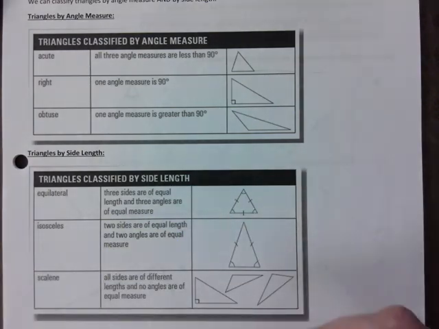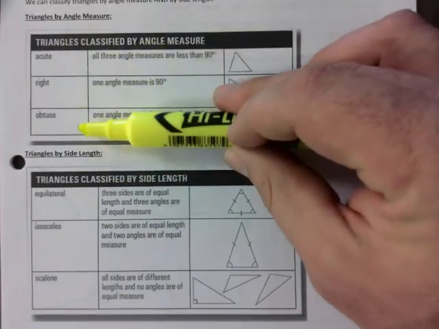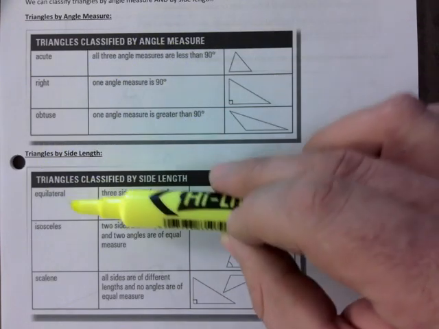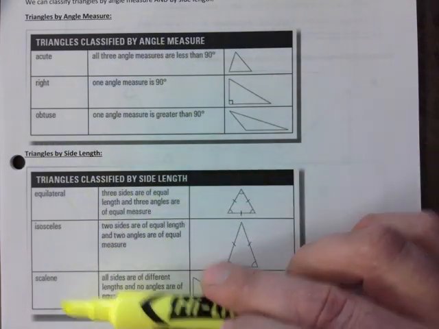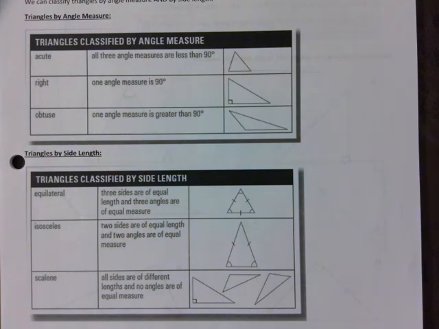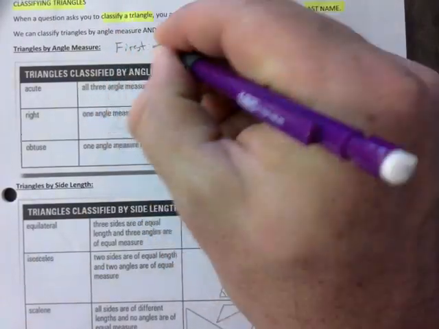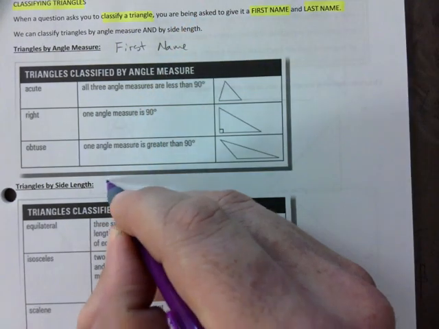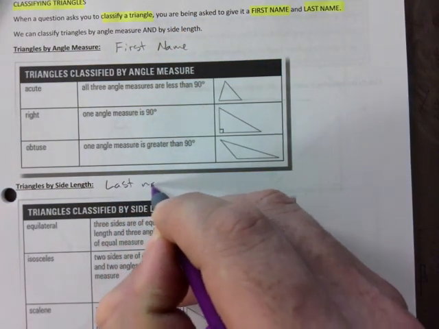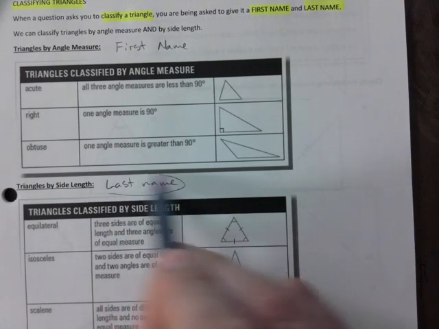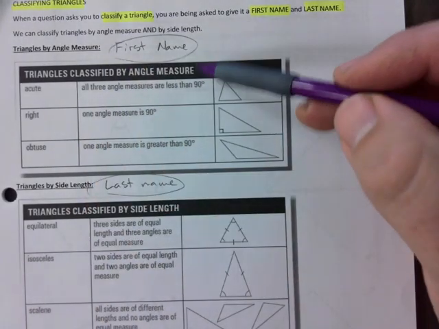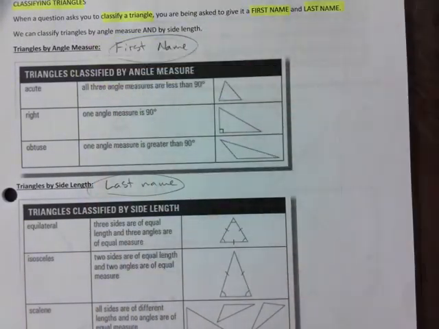Okay, every single triangle fits into one of these three categories and these three categories. First name, last name. I don't really care if you mix it up, but I will call this first name, and this I'll call last name. Okay, write that down. It's just going to help you to know that you need two names for the triangle.